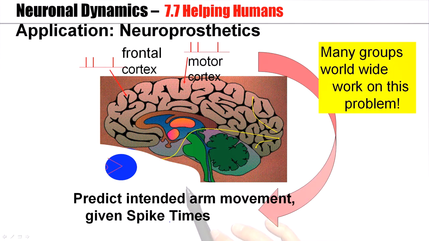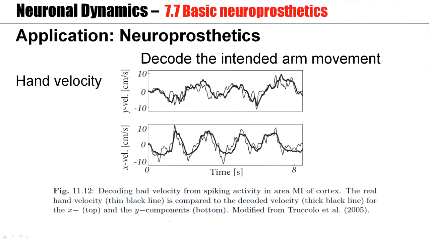This sounds like an exciting venue, and indeed many groups worldwide work on this problem. Interestingly, it's the same kind of generalized linear model that's used in many cases in this endeavor. So the model of decoding has the same flavor as our model of encoding, but it becomes useful for something that looks important for human beings.